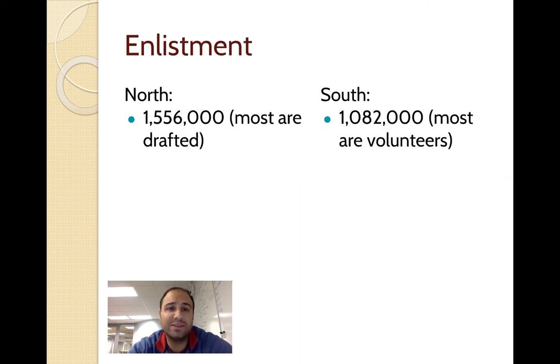Now, when it comes to enlistment, about 1.5 million in the North were enlisted, but they were drafted. And when it comes to the South, a little over 1 million, but they were mostly volunteers. A lot of these volunteers were joining because they wanted to fight to preserve their way of life.